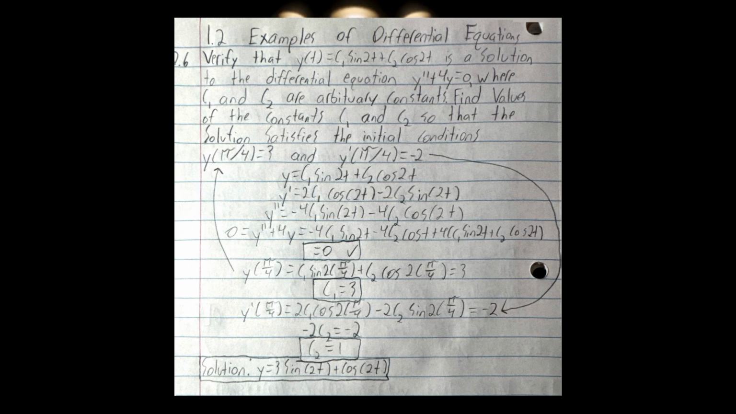So now we need to find the value of C2. So now we have y prime of pi over 4 equals 2C1 cosine 2 times pi over 4 minus 2C2 sine 2 times pi over 4 equals negative 2. If we simplify that down, we will be left with negative 2 C2 equals negative 2. So we can now say that C2 is equal to 1. And the solution to this problem would be y equals 3 sine 2t plus cosine 2t.